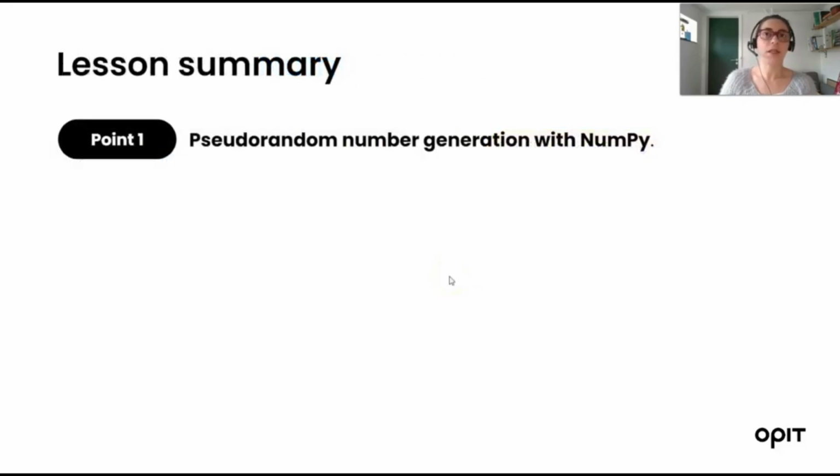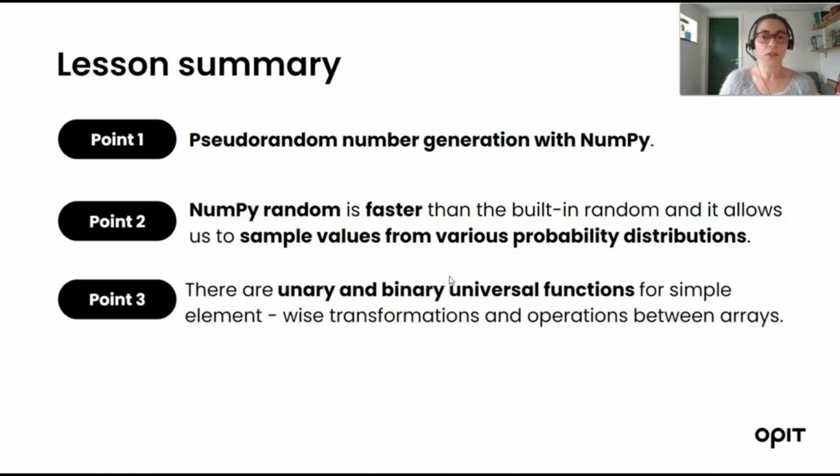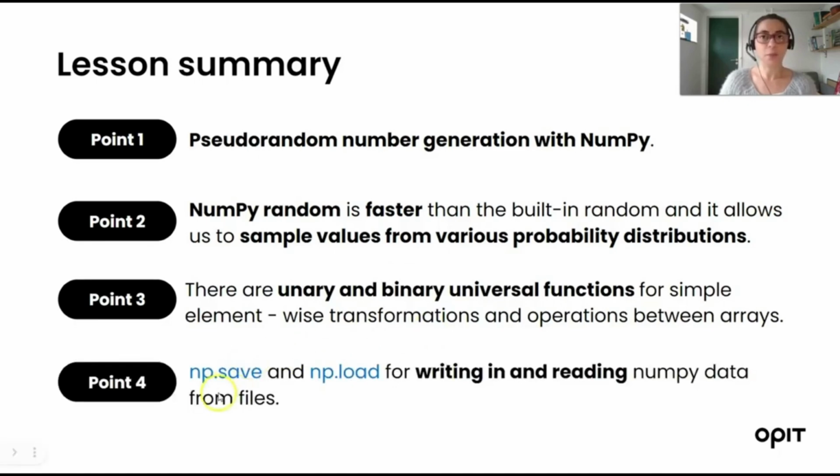The takeaways from this video are that we can perform pseudo-random number generation with NumPy, and in fact, the NumPy random function is much faster than the built-in random function, and it allows us to sample values from various probability distributions. Also, we saw that NumPy has many unary and binary universal functions for simple element-wise transformations and operations between arrays. Lastly, we saw that we can use the NumPy functions save and load in order to write and read respectively NumPy data in files.